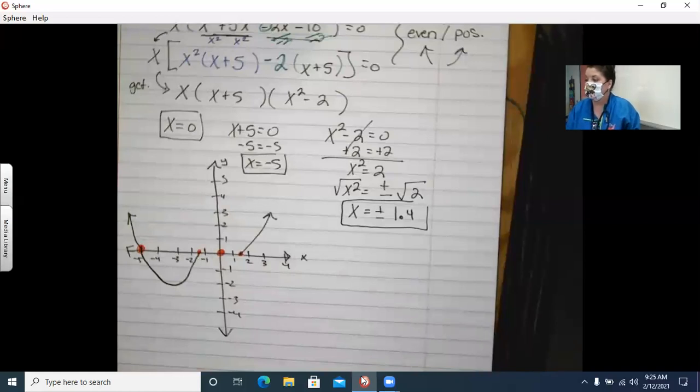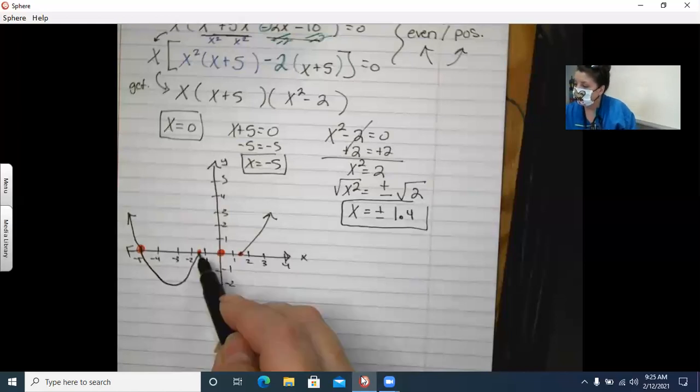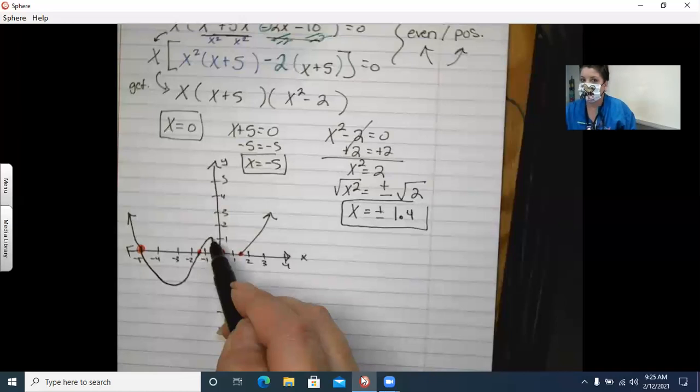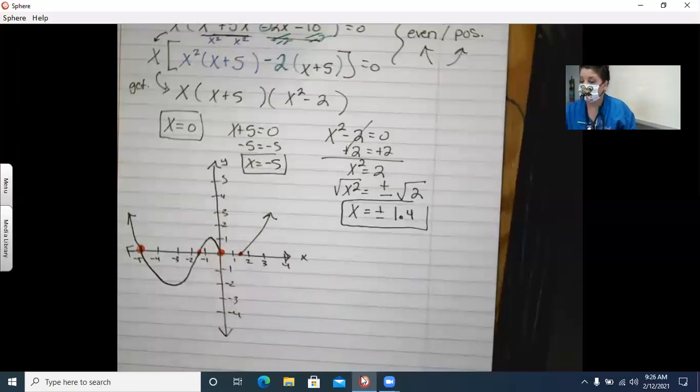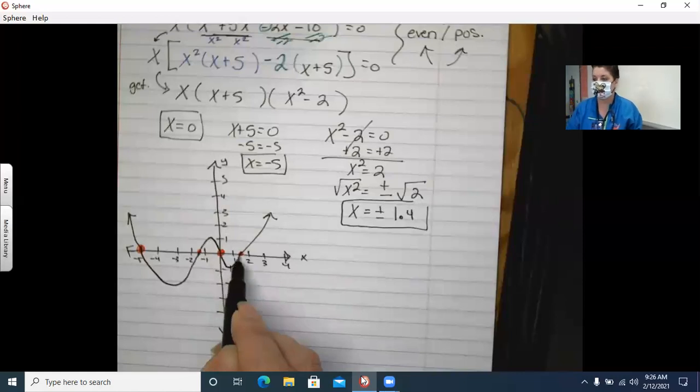Am I going to bounce at -1.4 or cross the x-axis? Cross it, and I got to go up. I'm not sure how high, but I got to turn at some point to come back down to get to the next 0. Am I going to bounce at 0? No, and I don't know how low I'm going to go, but I'm going to curve at some point because I got to come back up to get to the next 0.